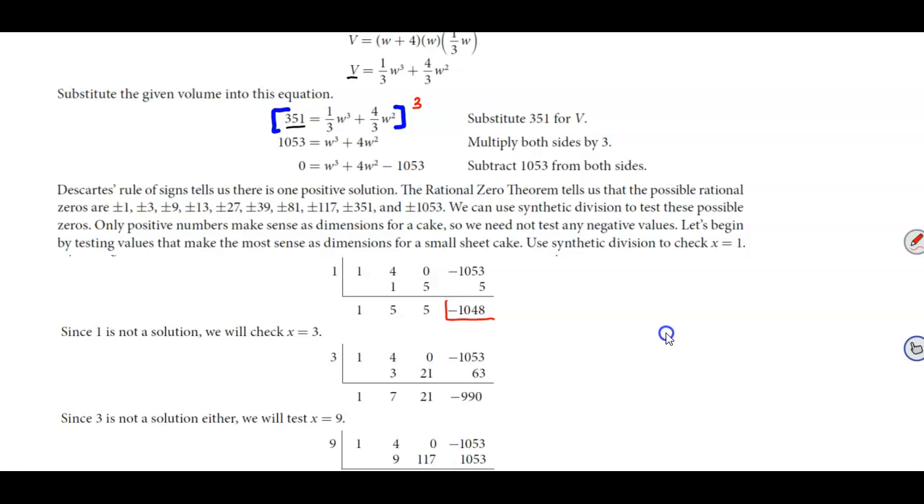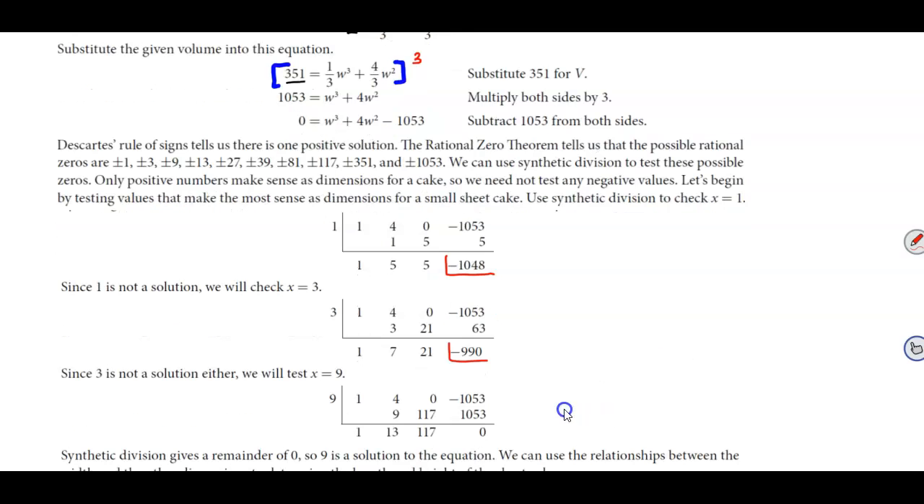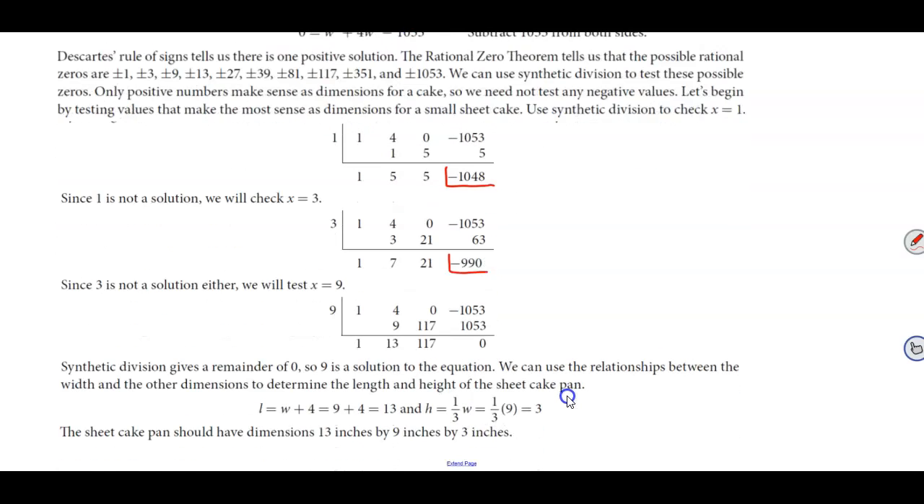Now we'll check 3. When we put in 3, we can see that we also get a remainder of negative 990. So that is not a zero of the function. If we plug in 9, we can see that we get a remainder of 0. So synthetic division gives us a remainder of 0, so 9 is a solution to the equation.